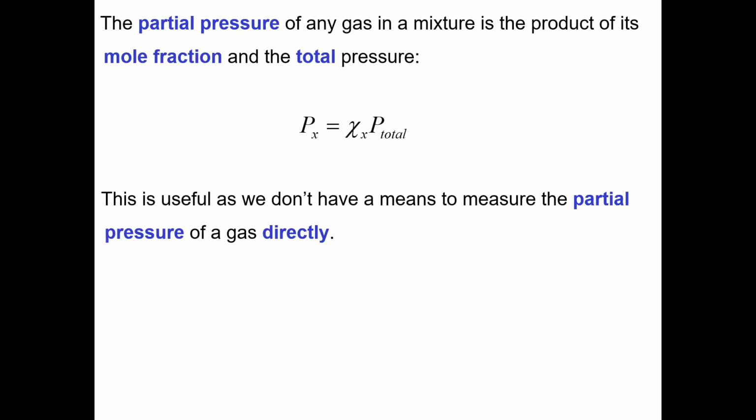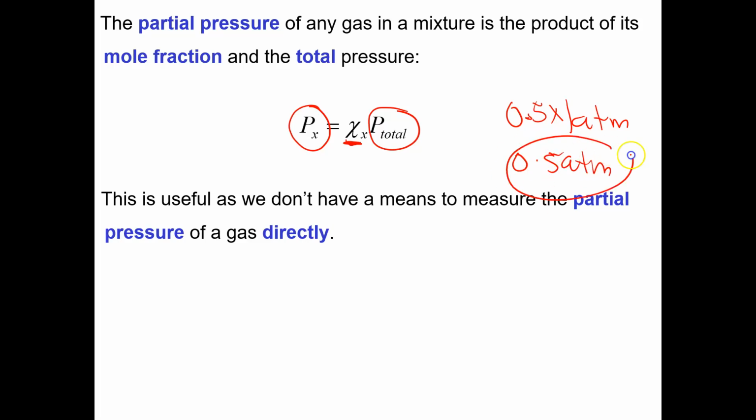So we won't work through the math, but it can be easily shown that the partial pressure of any gas in a mixture is the product of its mole fraction and the total pressure. So that's really easy, right? The pressure of any component is equal to the mole fraction multiplied by the total pressure. So if the total pressure is 1 atmosphere, and half of the moles of gas present are of what we're interested in, then the pressure of what we're interested in would be half an atmosphere.